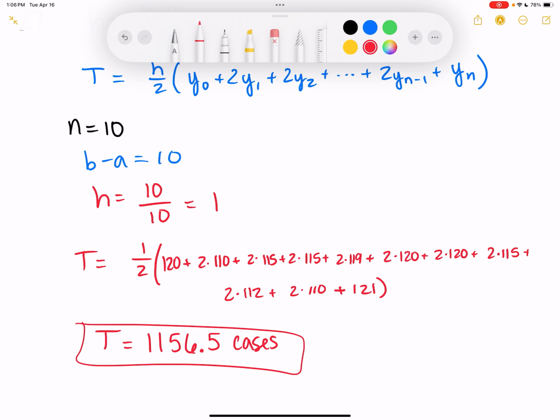Does our answer have to be in significant figures? No.